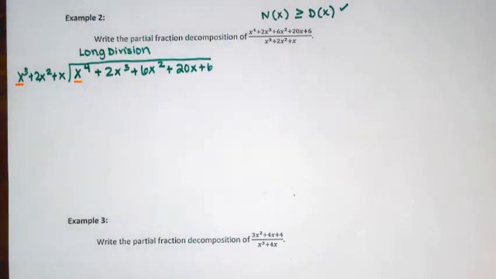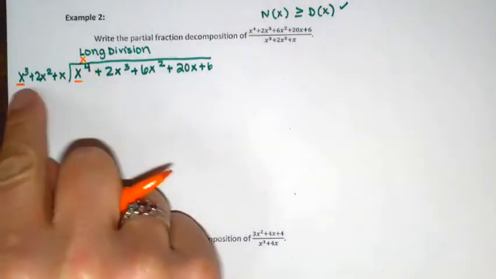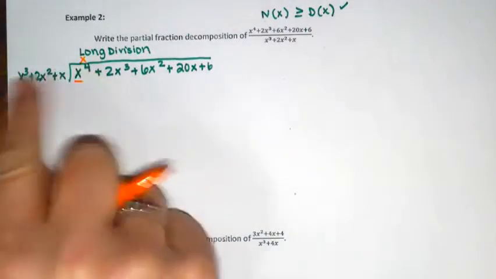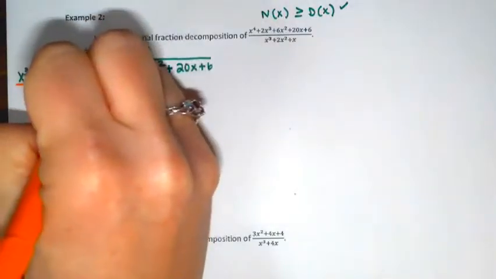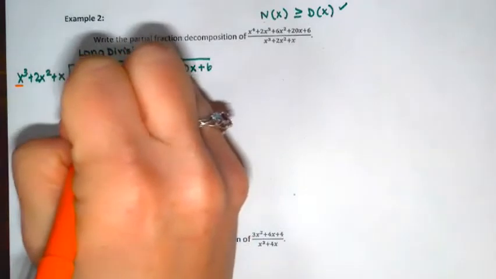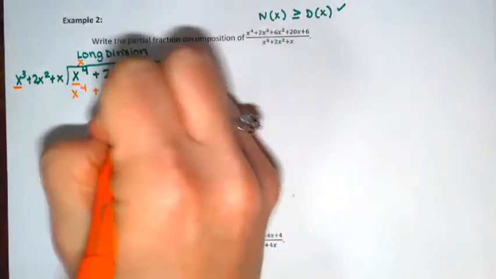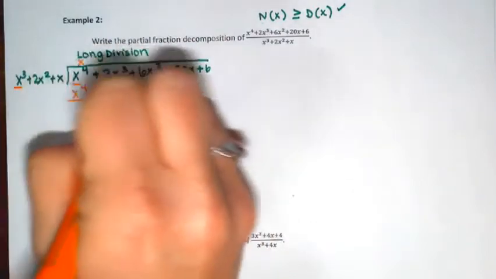So what's 1? So it's just x, right? Now I'm going to take this x and multiply by everything here. x times x cubed is x to the 4th. x times 2x squared would be 2x cubed. x times x is x squared. And then we subtract these, right?